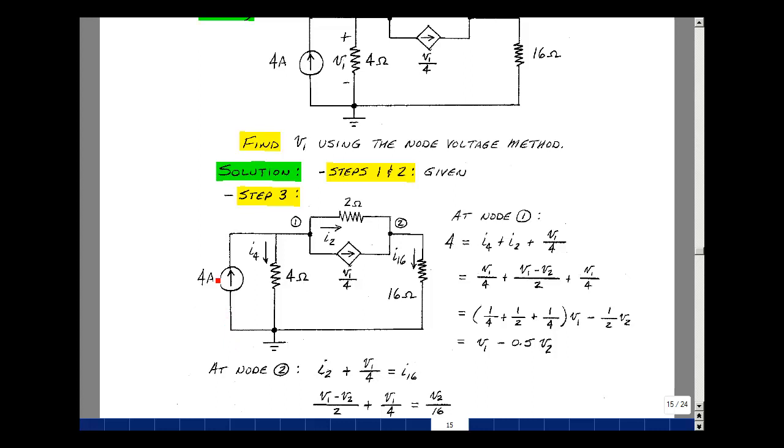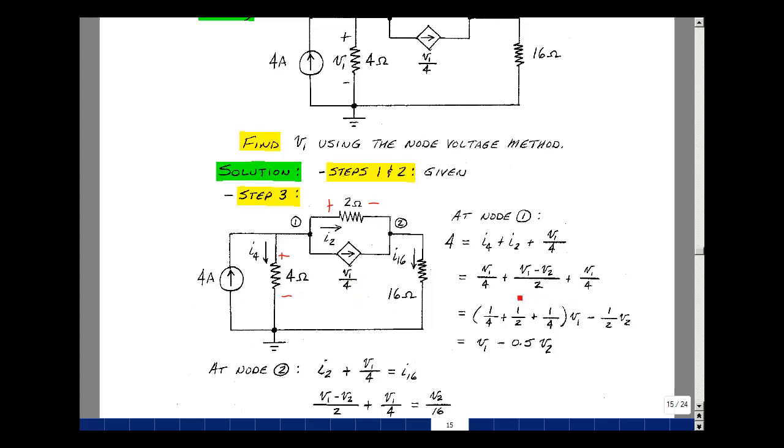The current that enters the node is 4 amps. What's leaving is I4, I2, and V1 over 4. But every current in our circuit can be related to the node voltages, so let's do that. With this direction of current, we're implying by Ohm's law that the drop is this way, which is going to be node voltage 1 minus 0, or just V1, divided by 4. Current in this direction implies a drop this way of V1 minus V2 divided by 2. And lastly, we have V1 over 4.